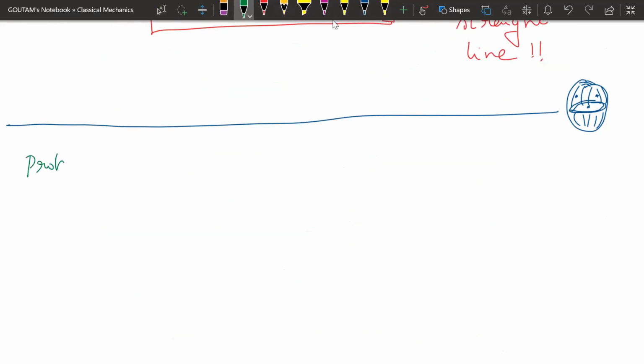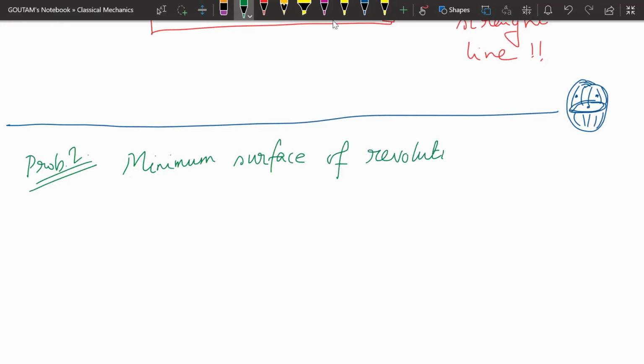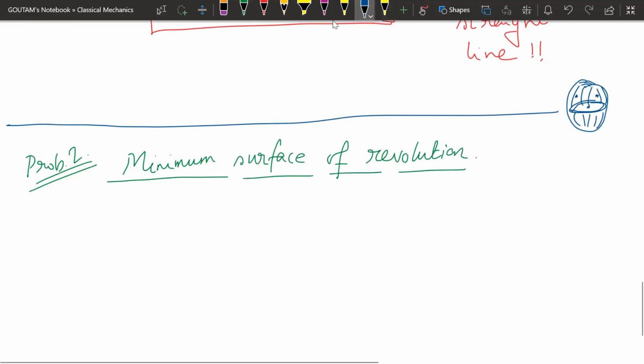So here, problem 2 on calculus of variations, which is finding the minimum surface of revolution. So let's state the problem first.